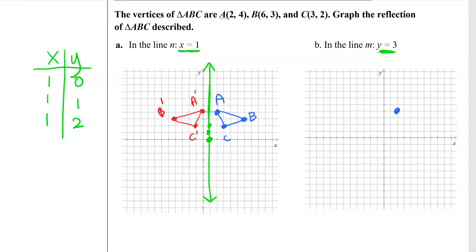Okay, let me get the triangle on here, ABC, B, and then C. Okay, so y equals 3 is going to really go the opposite direction. Now, you could, if you wanted to make this chart, you could. So this time, y is the same value. I can vary x. So 0, 3, 1, 3.